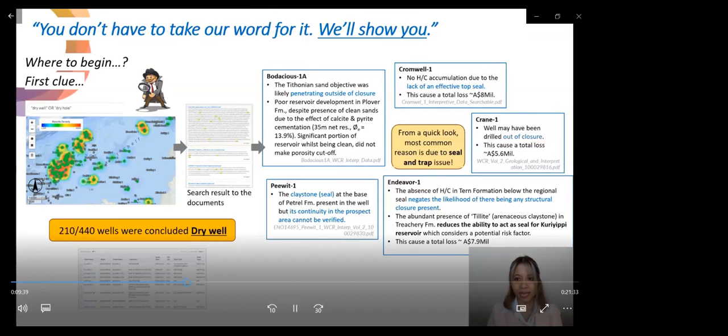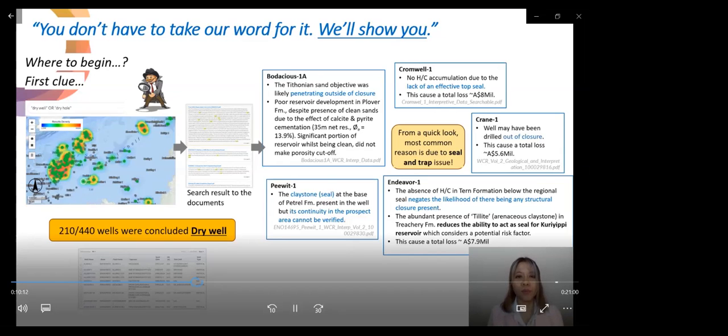Endeavor 1 negates the likelihood of there being any structural closure present. There's also an abundance of tight presence, which reduces the ability to act as seal for Kuyipi Reservoir, and this had cost them a total loss of $7.9 million. P-Wheat 1 tells that there is a seal, but its continuity in the prospect area cannot be verified.